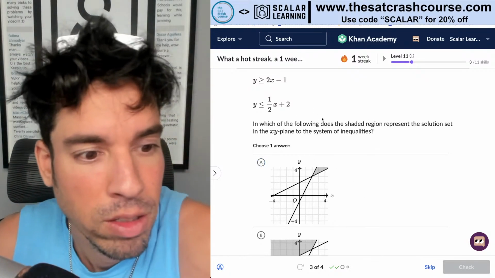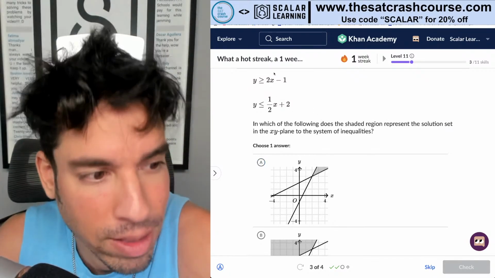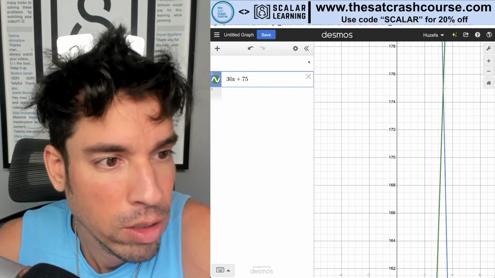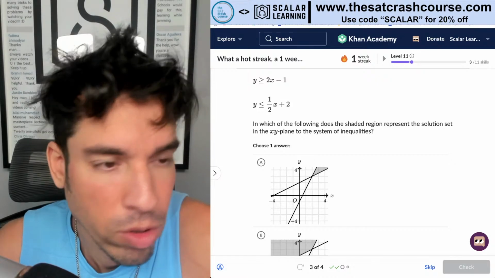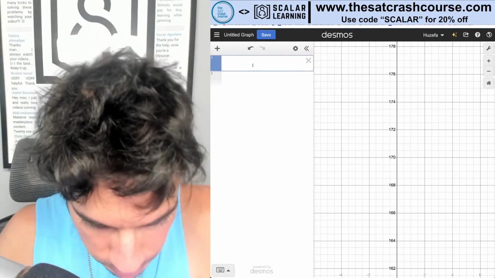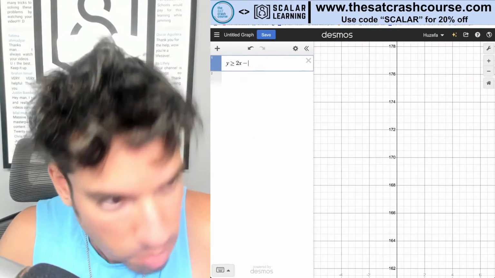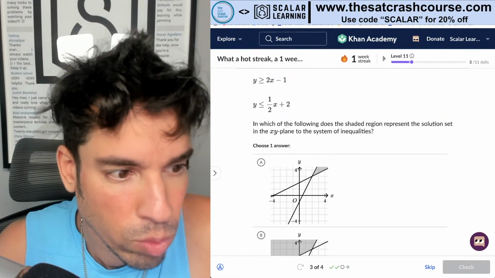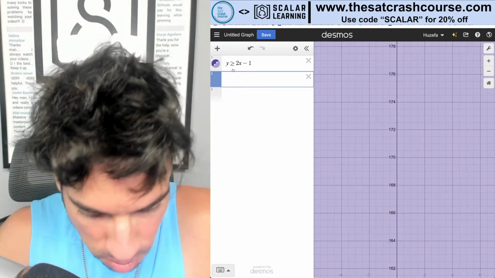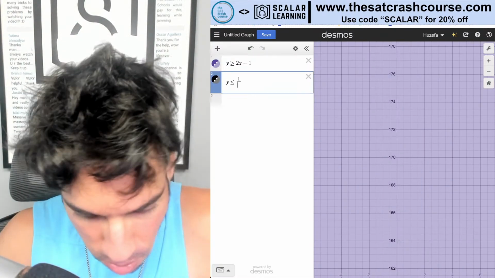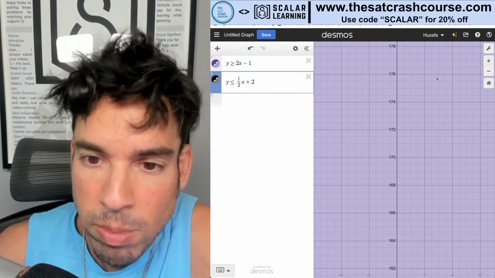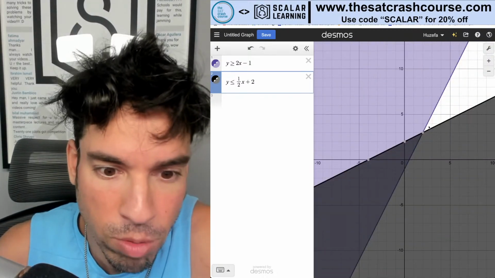Next, which of the following does the shaded region represent? This one I actually would say Desmos is the best way. So y, let's just do it right now. Y is greater than or equal to 2x minus 1. And here we've got y is less than or equal to 1/2 x plus 2. You have to be careful of the formatting and not make any silly mistakes. Also, you can hit this home button to go back to the center.